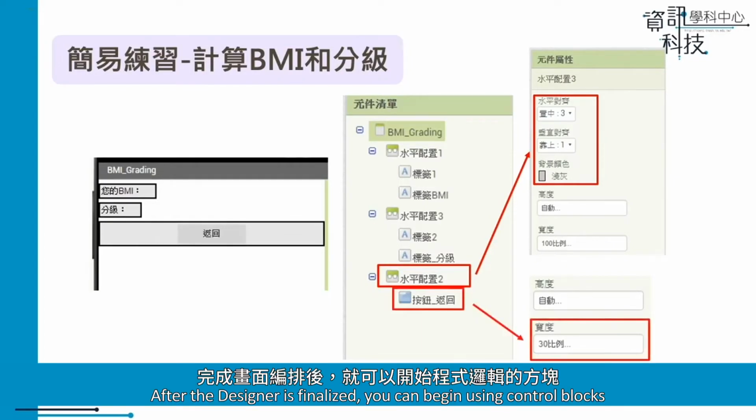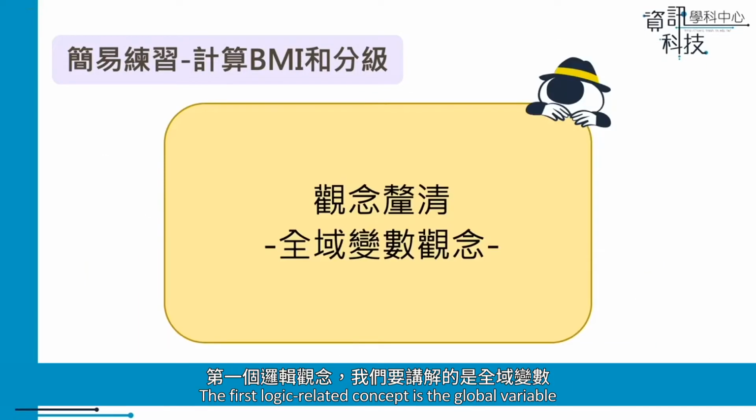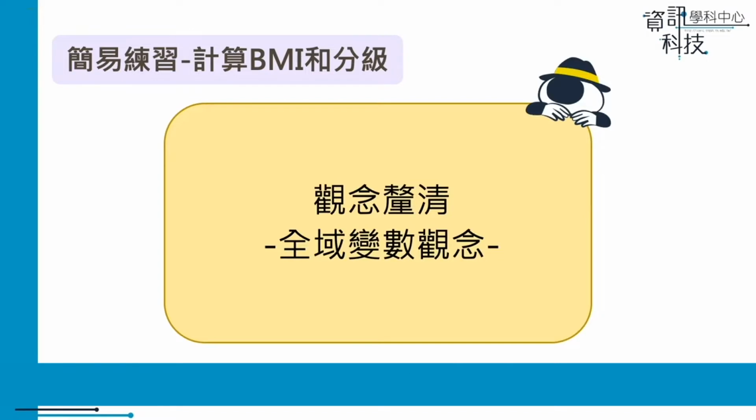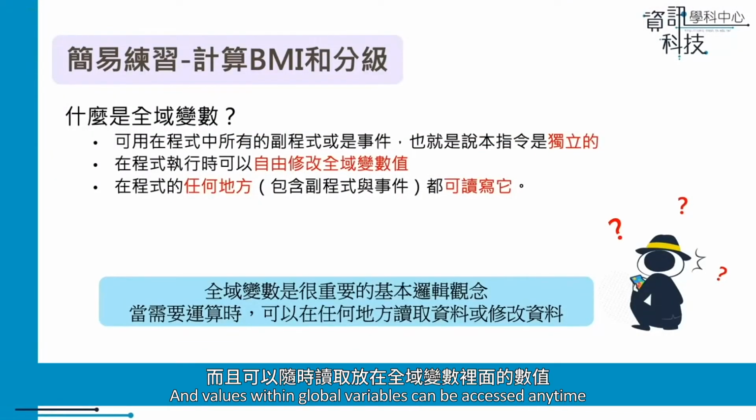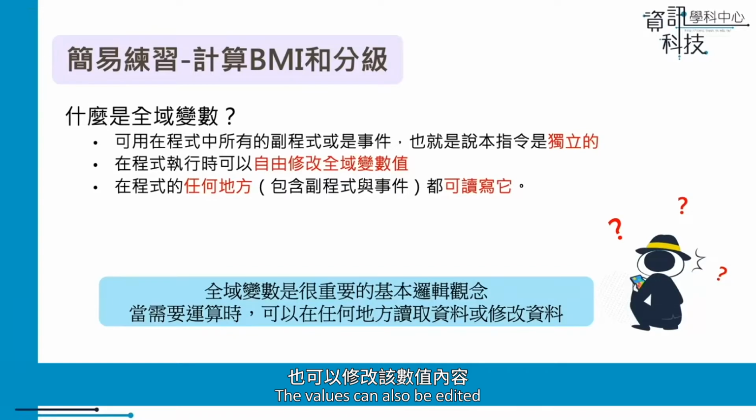After the designer is finalized, you can begin using control blocks. The first logic-related concept is the global variable. Global variables can be used anywhere in the program, and values within global variables can be accessed anytime. The values can also be edited. This is an important concept of control blocks.